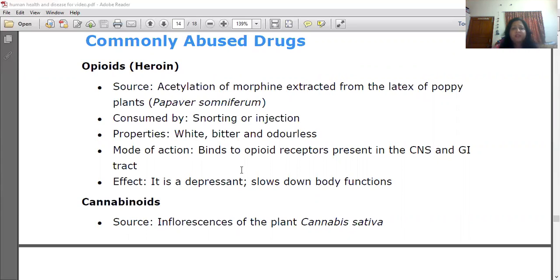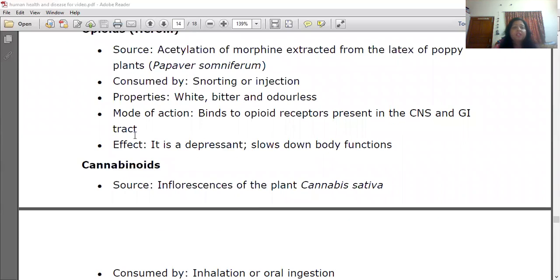Now, what is the mode of action? It binds to the opioid receptors present in the central nervous system and GI tract. Its effect is that it is a depressant and slows down body functions. As it is a depressant, it slows down the various body functions. So this is the first drug.